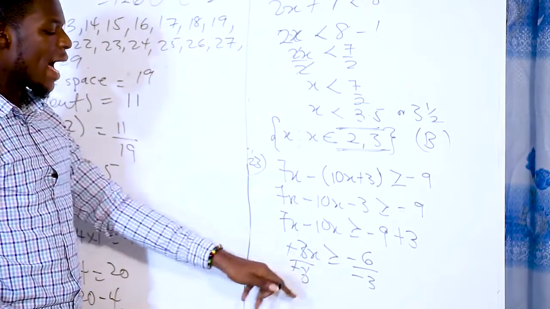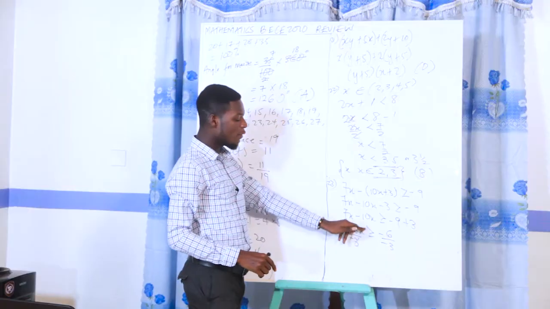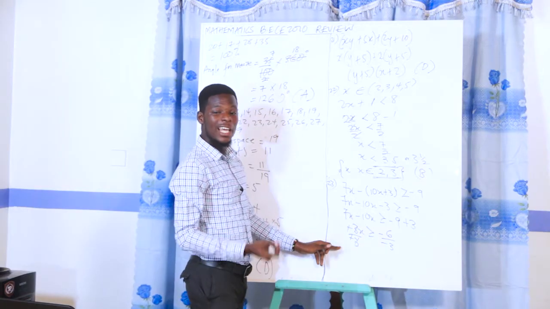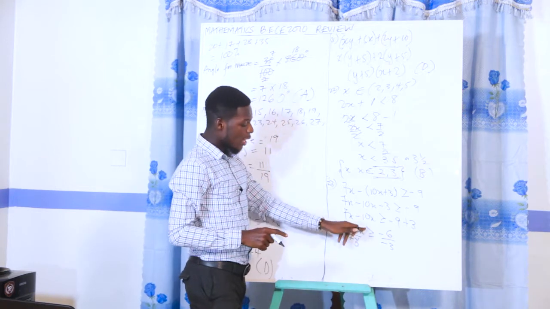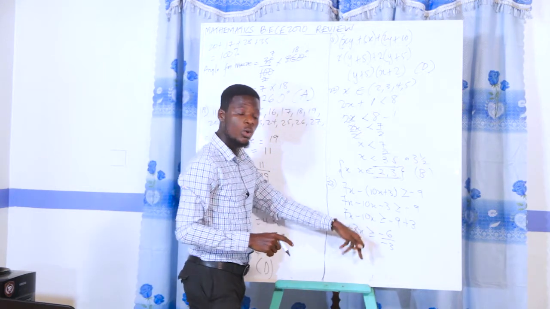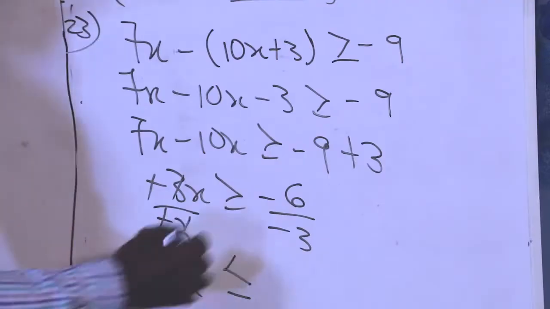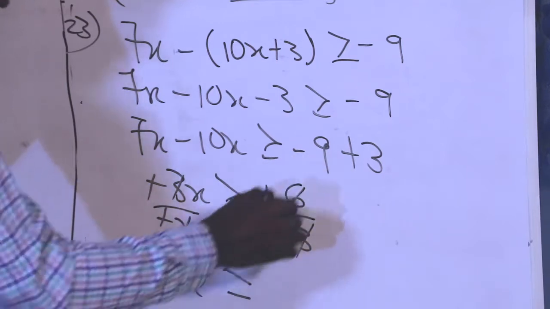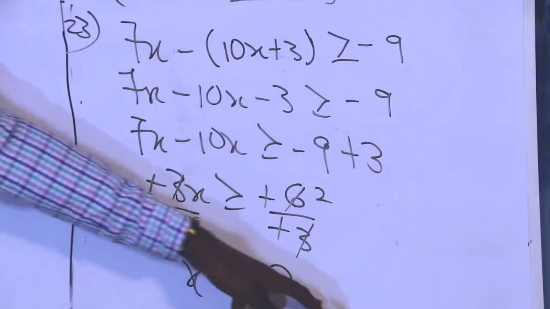But when we divide x by a negative number, in other words, when the coefficient of x is negative, the principle is that the sign will change. So here, instead of greater than or equal to, we will now have x is less than or equal to. Negative will cancel, 3 will go into 6 2 times. So x is less than or equal to 2.